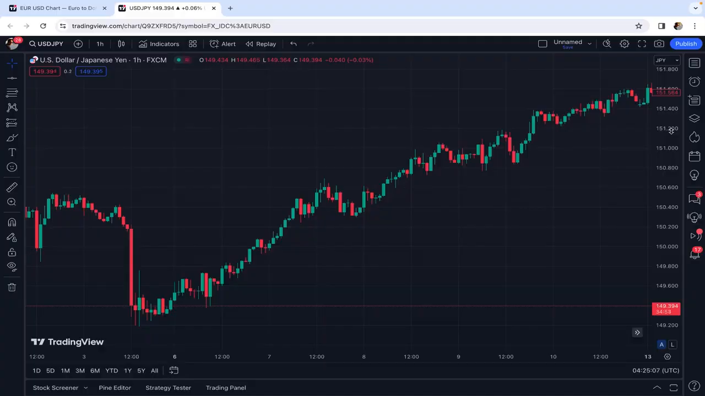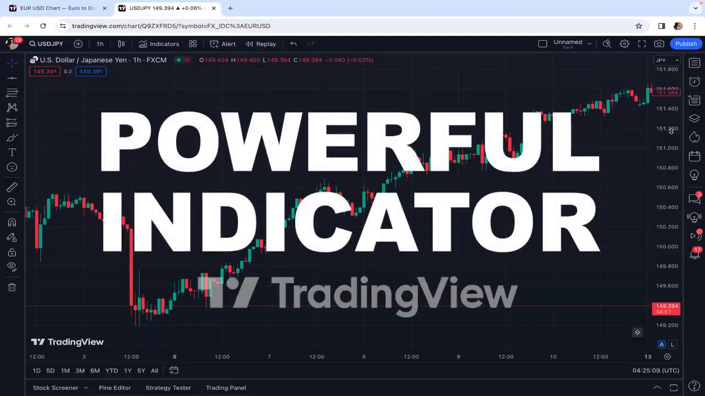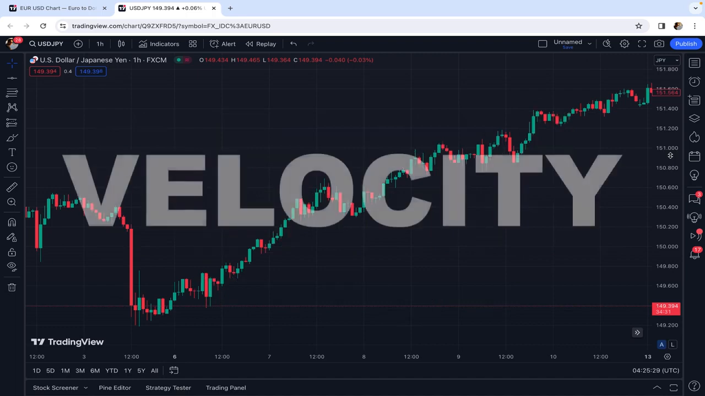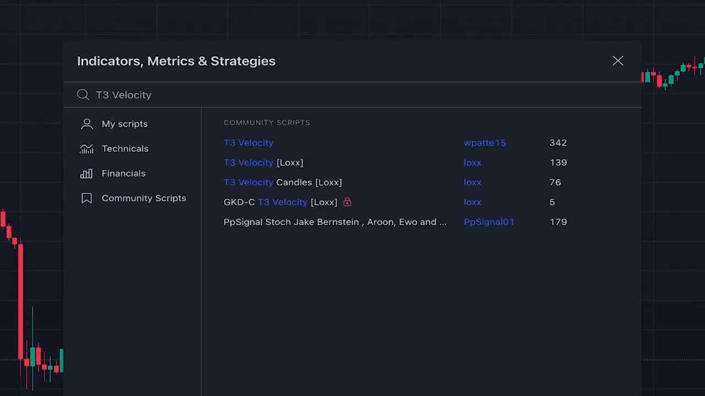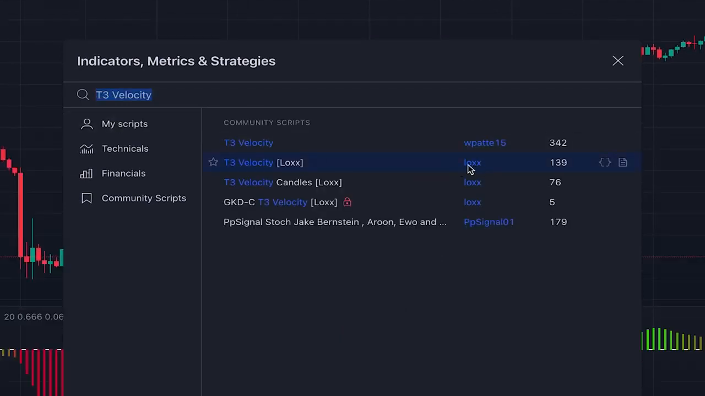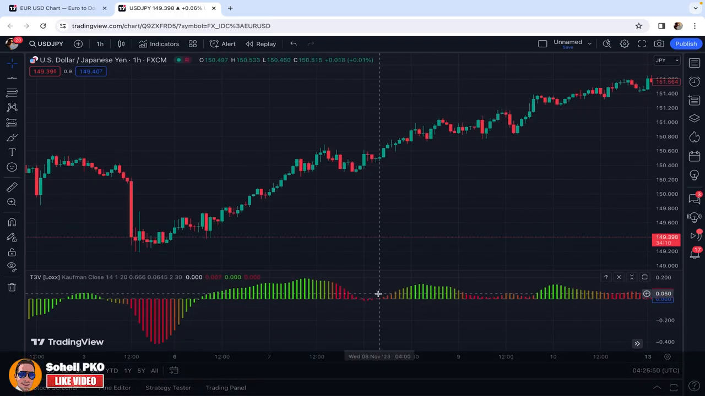In today's video, I want to introduce a powerful indicator on TradingView that helps you to evaluate velocity of price movement. To add this amazing indicator to our chart, here we click on indicators and we search T3 velocity. We add this one, which is written by someone named LOXX. Alright, this is the indicator, and as you can see it's added here below the chart.